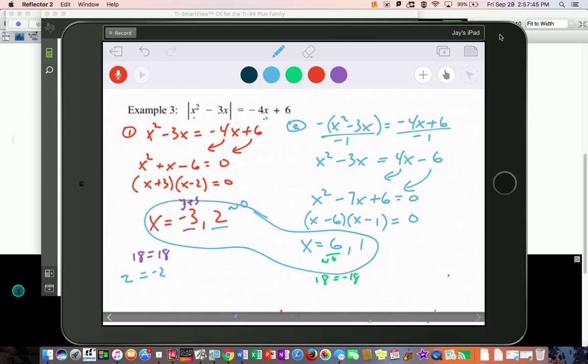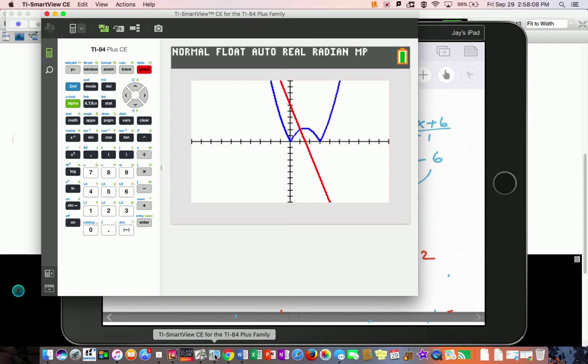And then the last one is this 1. And when I plug it in, 1 squared is 1. Minus 3 would be -2 inside the absolute value, so that'll be +2. And -4 times 1 is -4 plus 6 is also 2, so that's a yes. And so when you look, -3 and 1, going back to the graph, does look like maybe -3 would be over here, and it's going to hit up there, and right above 1. So I'm pretty confident my answers are good.